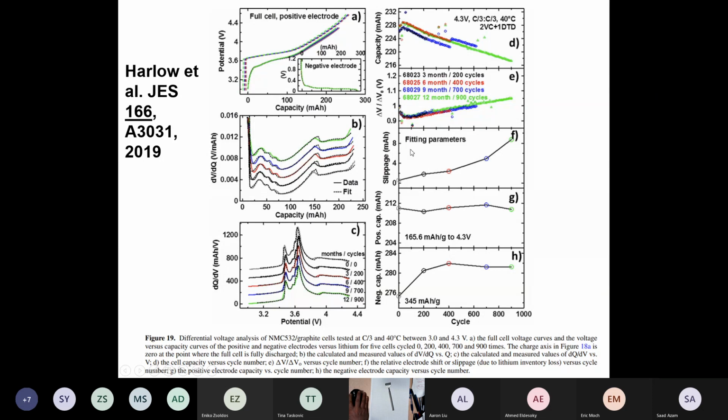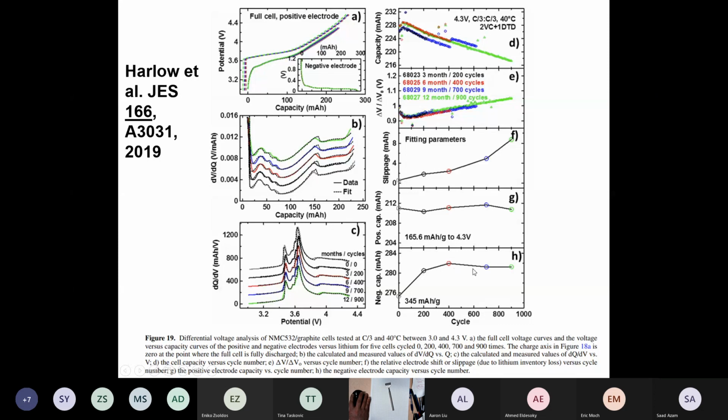And then the fitting parameters came out. Instead of giving positive electrode active mass, she calculated the capacity of the positive electrode. You can see it was absolutely constant during the testing. And then she calculated the capacity of the negative electrode.